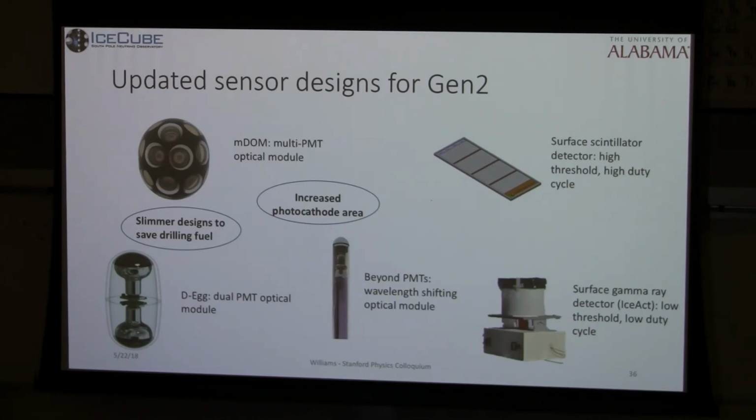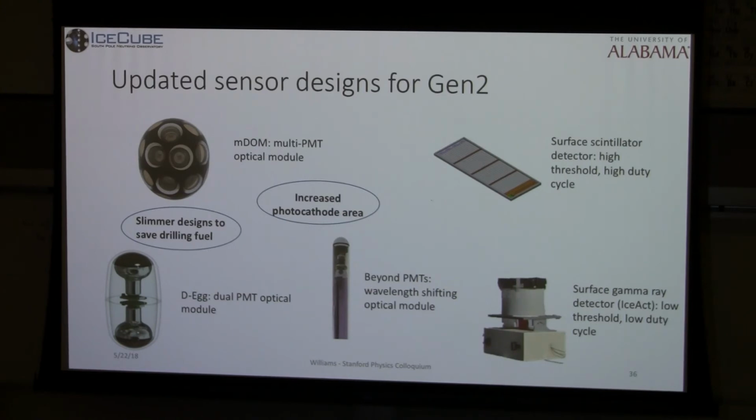So some of the ideas that are under study: the mDOM, which is inspired by our friends at KM3NeT. They have a similar design in KM3NeT, with a lot of 3-inch PMTs set in this kind of fly's eye design with sensitivity in all directions. Our colleagues in Japan are developing the D-Egg, which is a dual PMT module, one PMT up, one PMT down, in a slim egg-shaped case. Again, to make the drilling cheaper. And we're also looking at other technologies. We've always used only PMTs, but there are wavelength shifting optical modules, fibers, and a lot of other things that are under study.